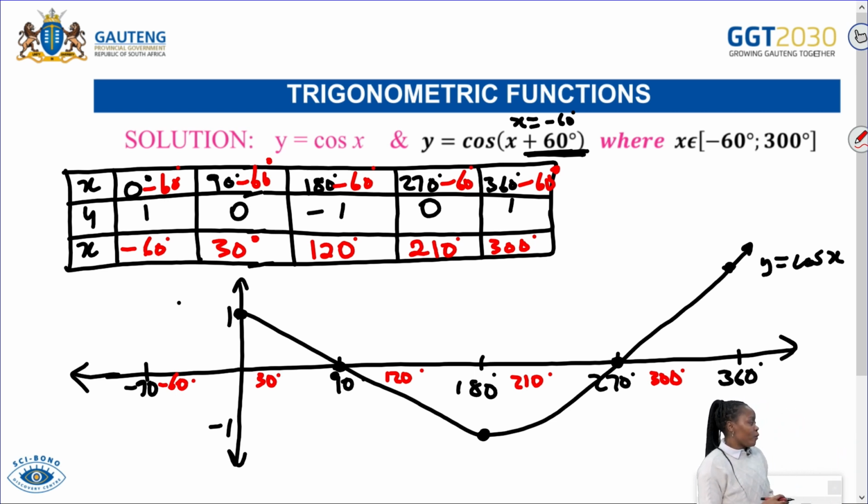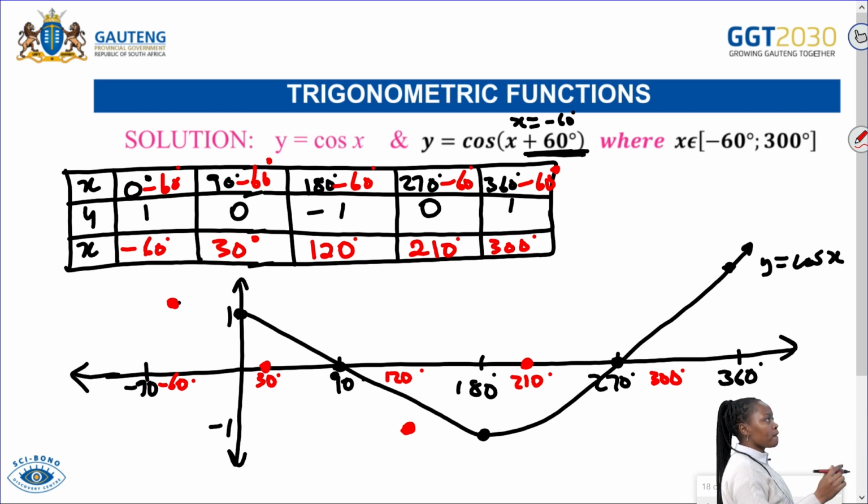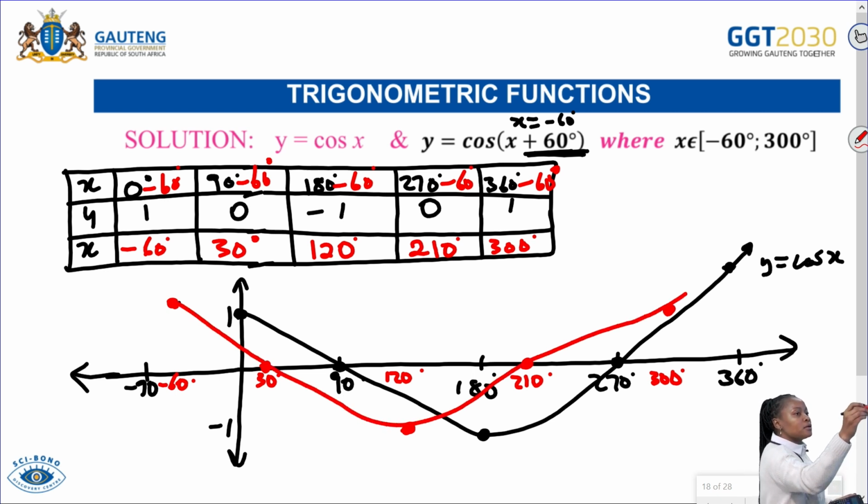So when x is negative 60, y is going to be 1. When x is 30, y is going to be 0. When x is 120, y is going to be negative 1. When x is 210, y is going to be 0. And when x is 300, y is going to be positive 1. It's going to be somewhere there. So our graph is going to go like this, like that.